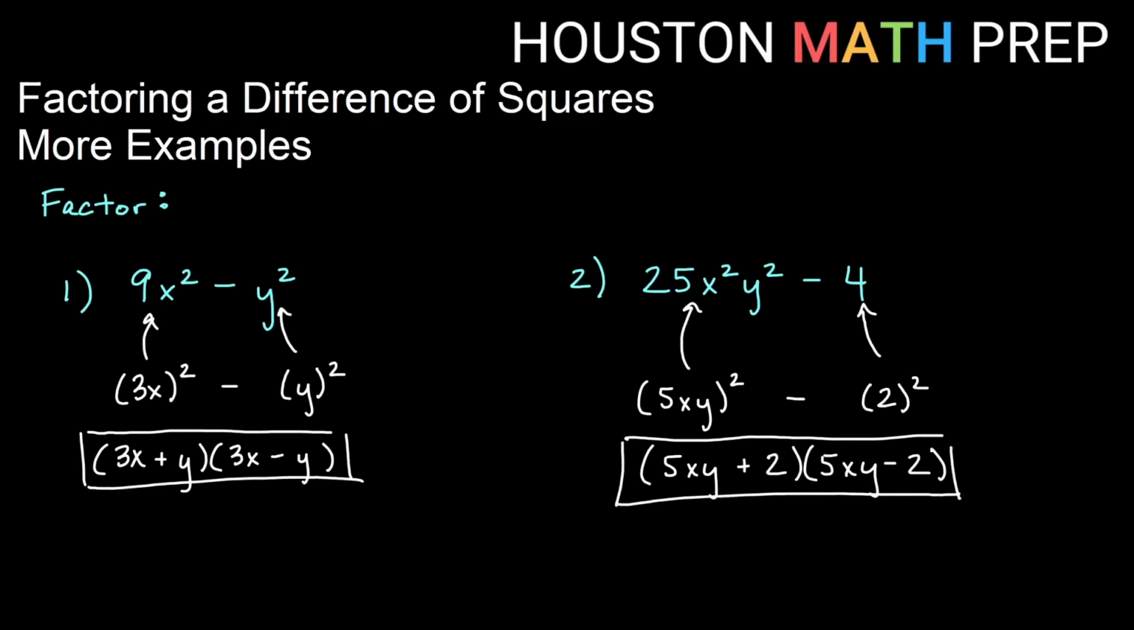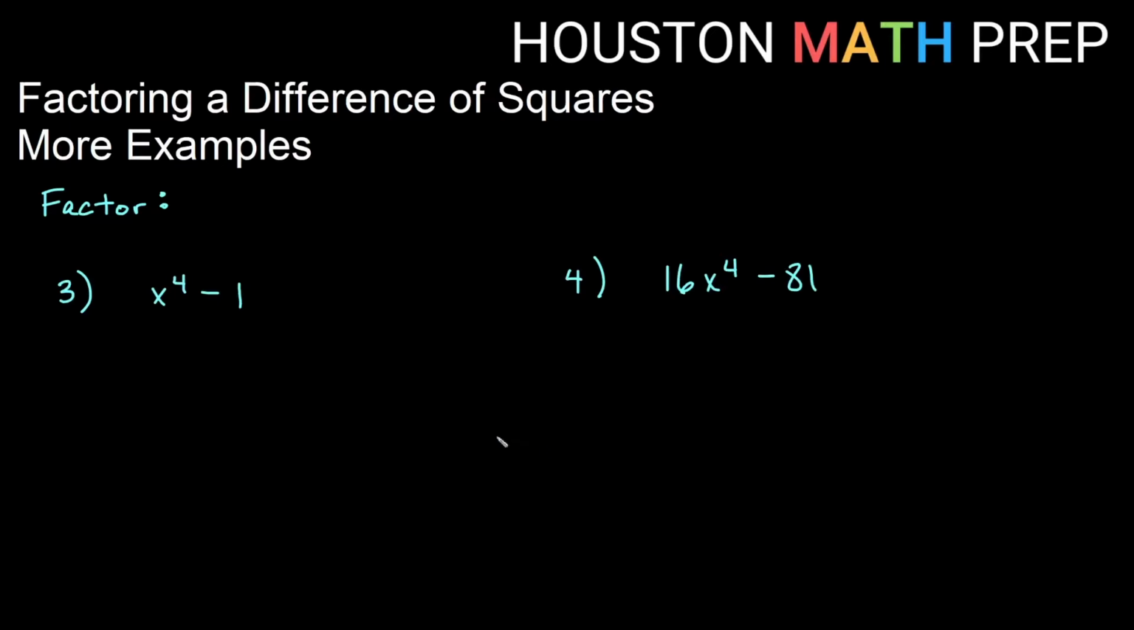Looking at some more examples here, we've got x to the fourth minus 1. So we want to see x to the fourth hopefully as x squared times itself, in other words, x squared squared. The 1 we should just see as 1 times itself. That is 1 squared, and subtract between. So my conjugates will have x squared and 1 in them. So I will have one factor that has x squared plus 1, and I will have another factor that has x squared minus 1.